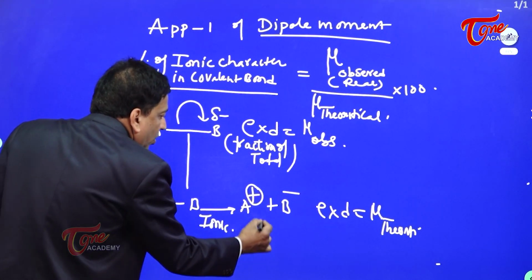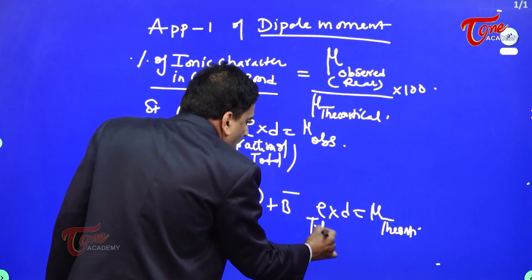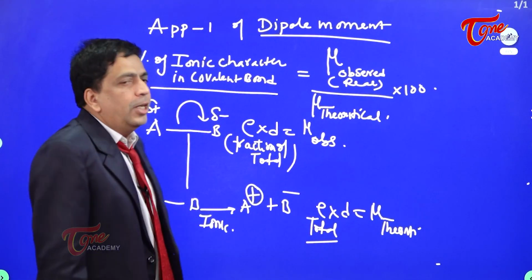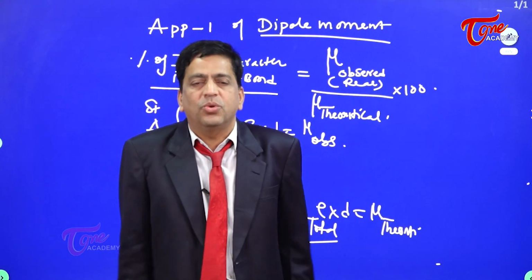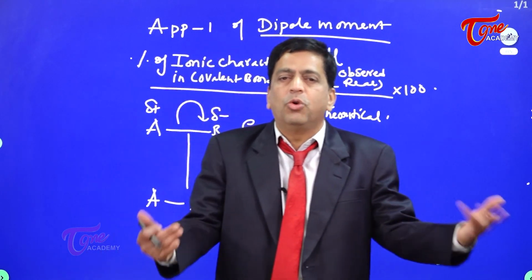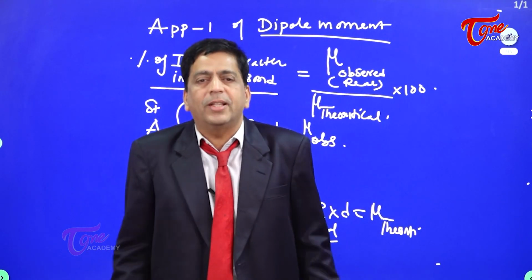And this charge E is now the total charge. E is total, it's not a fraction. If it is a fraction, it is mu observed. If E is total, then it is theoretical.